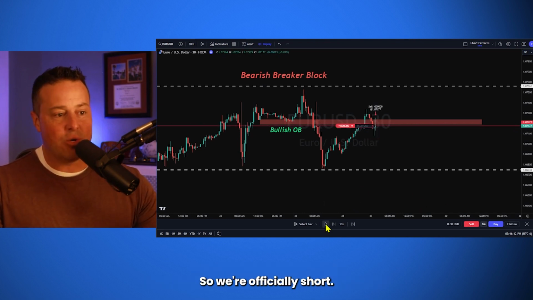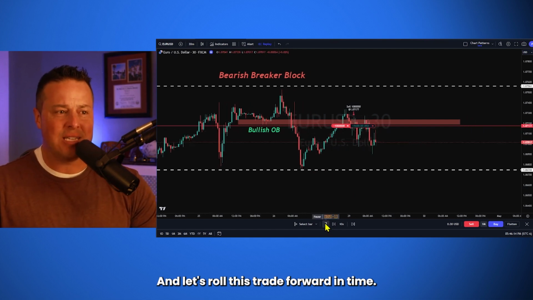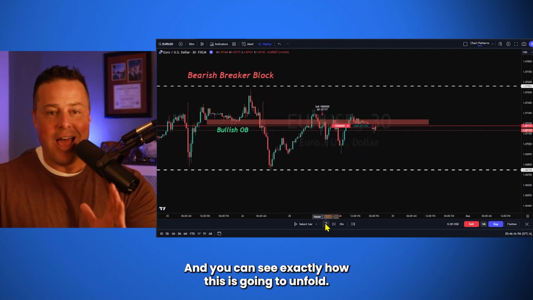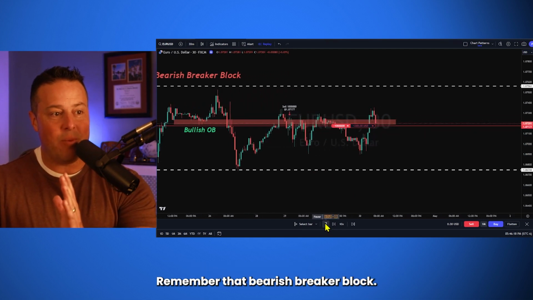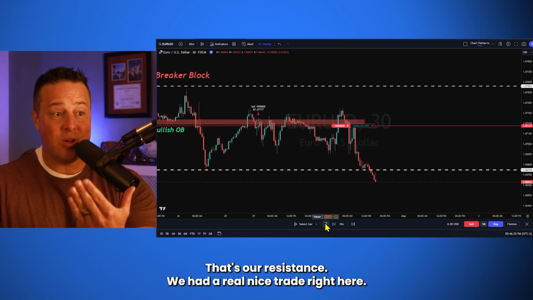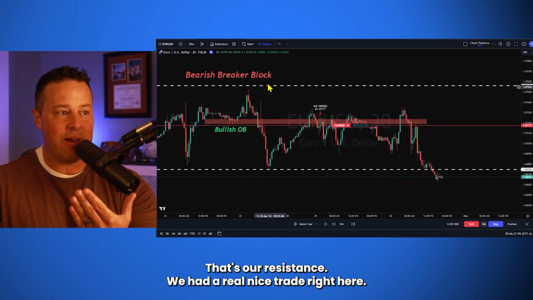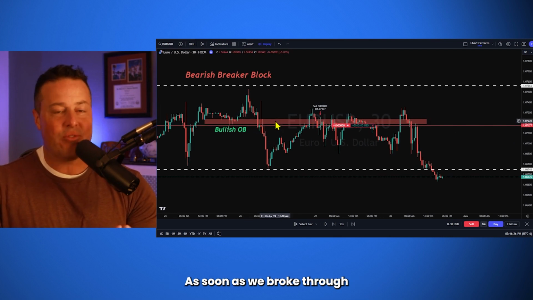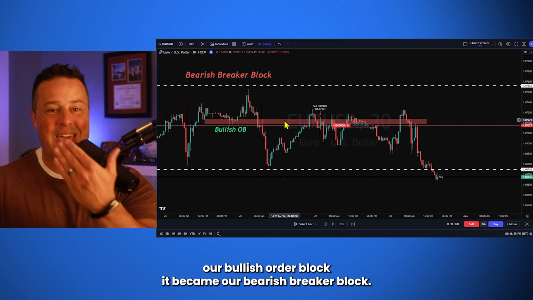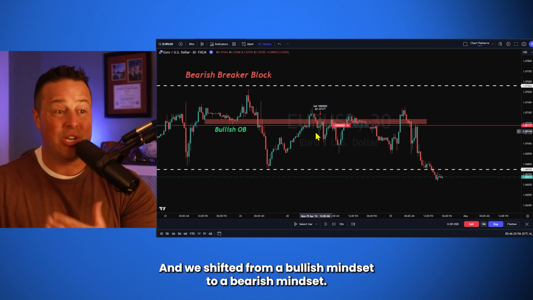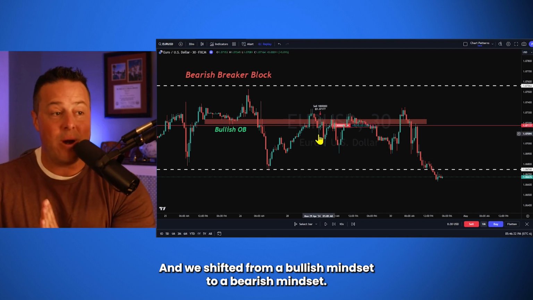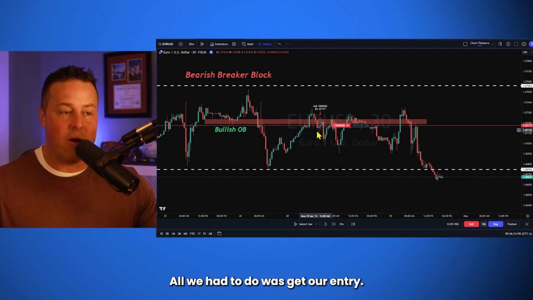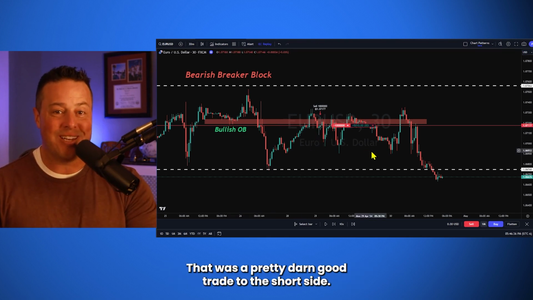So we're officially short, and let's roll this trade forward in time, and you can see exactly how this is going to unfold. Remember, that bearish breaker block, that's our resistance. We had a real nice trade right here. Nice stop loss up above the bullish market structure. As soon as we broke through our bullish order block, it became our bearish breaker block, and we shifted from a bullish mindset to a bearish mindset. All we had to do was get our entry. That was a pretty darn good trade to the short side.